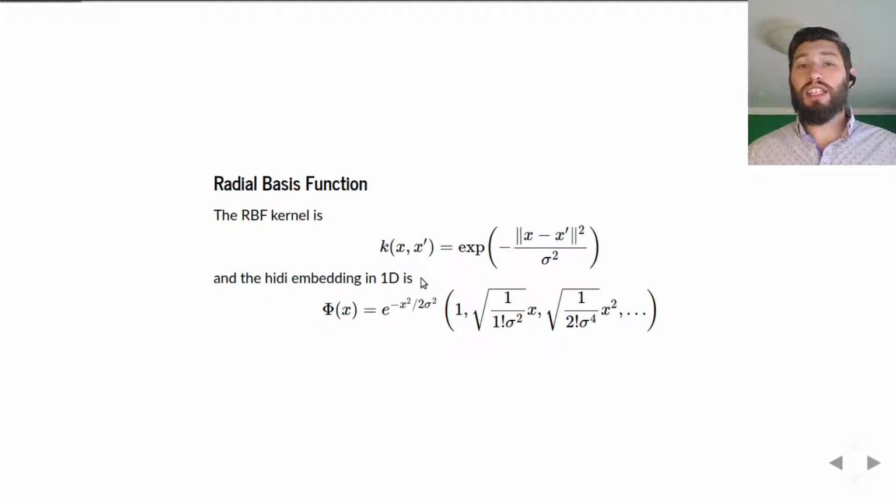And then the high-dimensional embedding in 1D: if we just think about x as a one-dimensional point, then instead of Euclidean distance we just have the squared difference. It turns out that the high-dimensional embedding that corresponds to this kernel is an infinite sequence, an infinitely long vector, and it takes the following form, where you have e to the minus x squared over 2 sigma squared times this series.